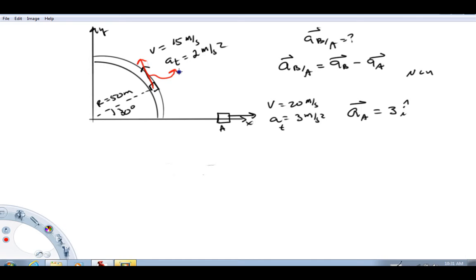Car B is also undergoing circular motion. So there's going to be a centripetal acceleration, which is going to be towards the center of curvature. And that we're going to have to calculate. That's equal to v squared over r. I'm going to take a moment here and calculate that. Oops, got to turn my calculator on first.